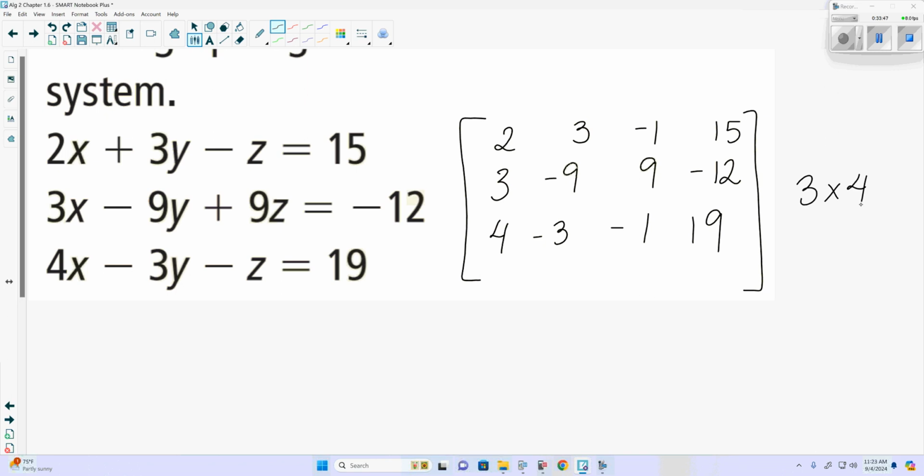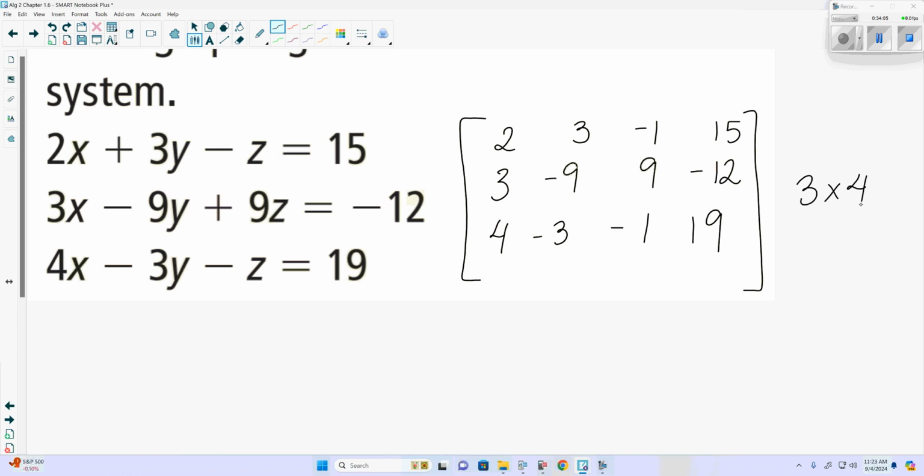So again, as I said at the beginning of the year, there are some things the graphing calculator will do that are very nice. This is one of them. All right, questions on how we got the augmented matrix?